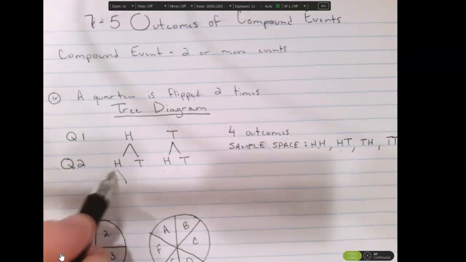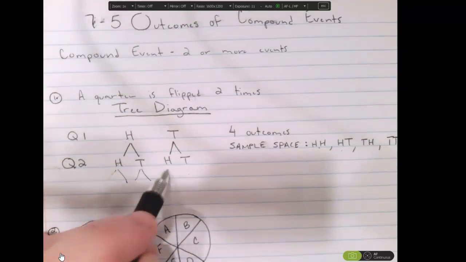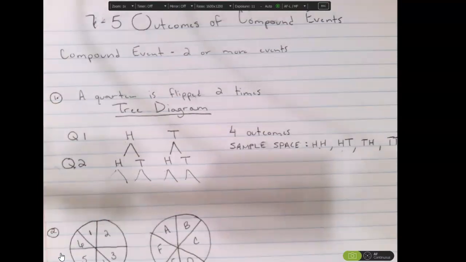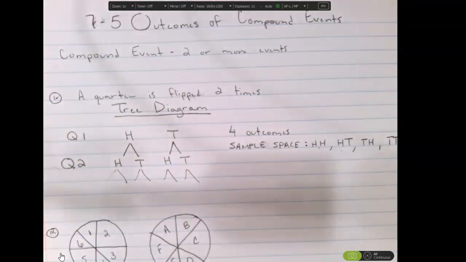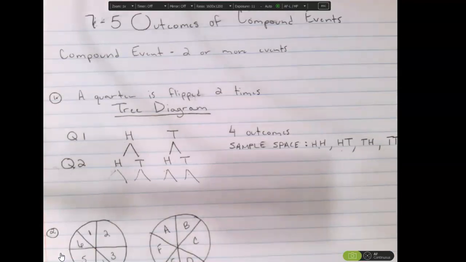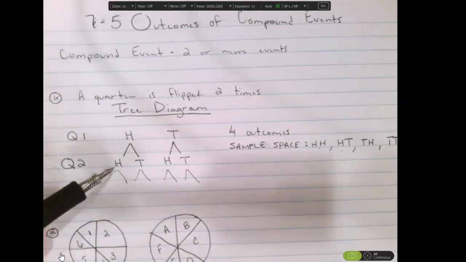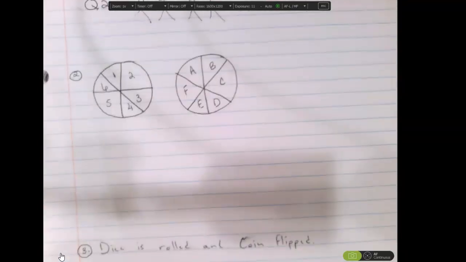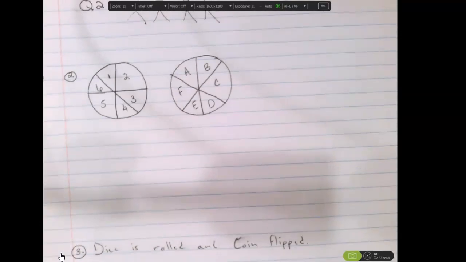Well, then you would just add your next set of branches off of every one of your last outcomes. And that would then make your outcomes also go up as well. But this is what a tree diagram would look like. You're branching off of each of your outcomes from the previous row. So, tree diagram. Our next option that we have, number 2, I've got 2 spinners.